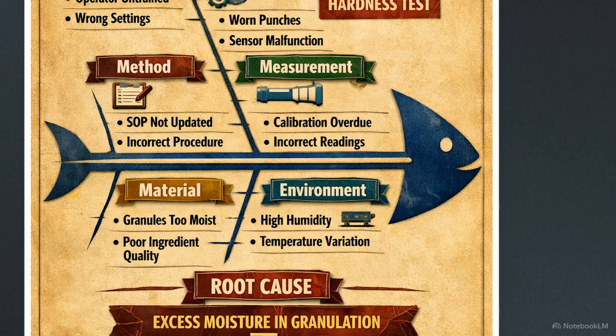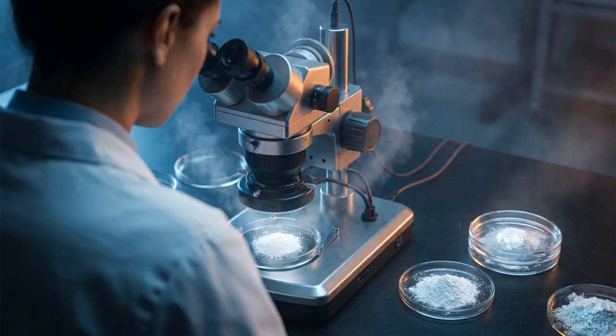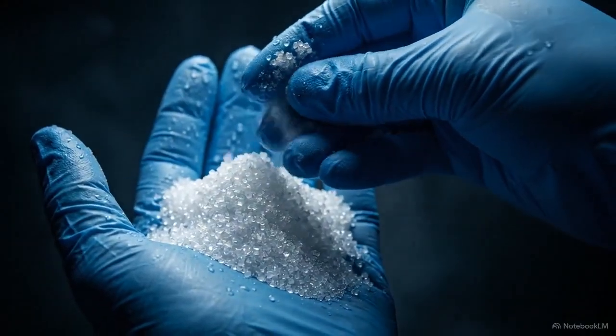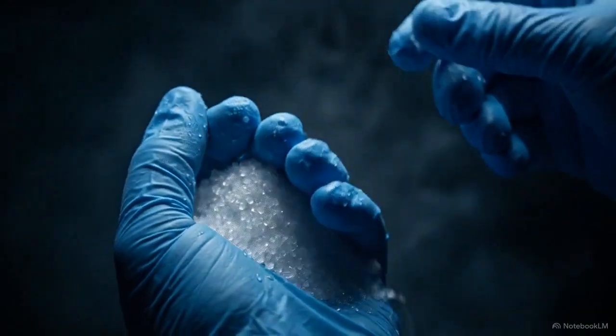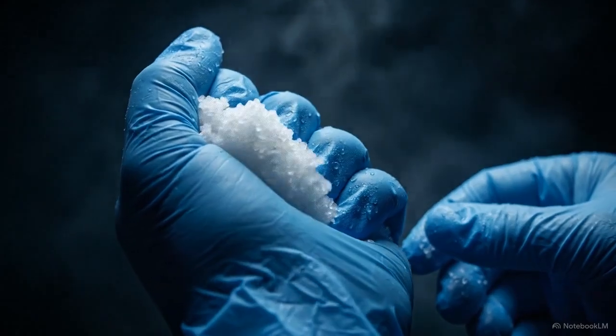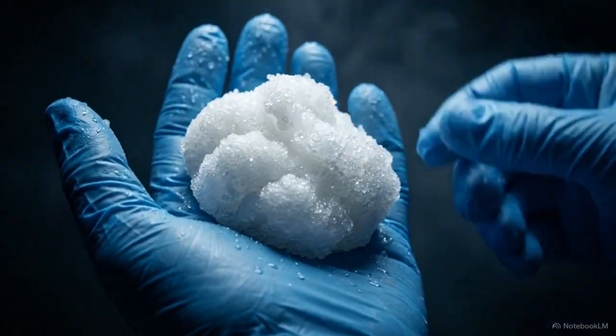Then they expanded the search. Moving down the branches, they checked if the hardness tester's calibration was overdue under measurement and considered if the high humidity in the compression room was softening the product under environment. The actual investigative breakthrough happened over in the material category. By testing samples, the team found that the raw granules being fed into the press were holding entirely too much moisture. The data confirmed it.